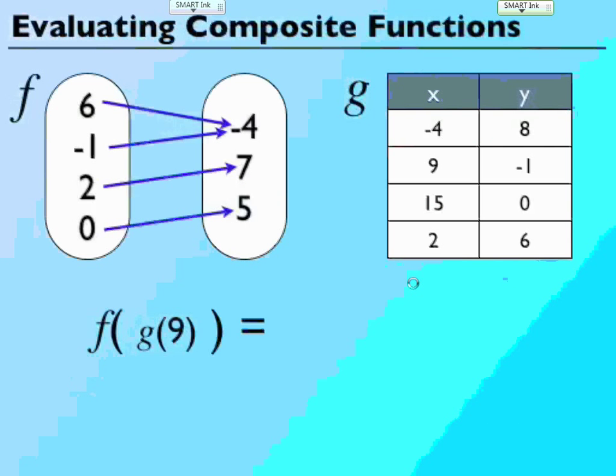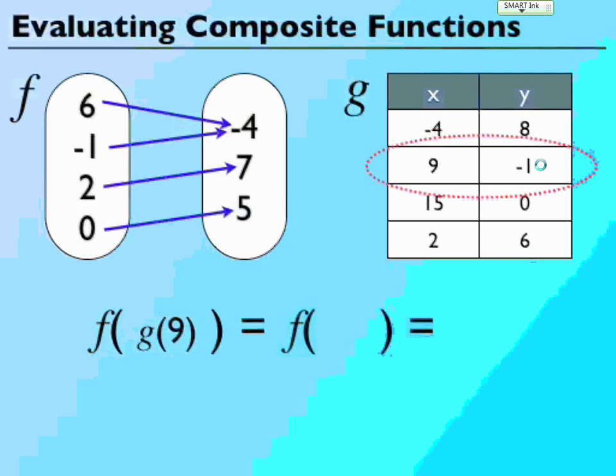Okay, evaluating composite functions here. We have f of g of 9. So we want to simplify the input first. What's the input here? We have f of what? Well, g of 9, we look up here, g of 9 is -1. So we simplify that input, g of 9 becomes -1, and then f of -1, we look over here at our chart on the left-hand side, f of -1 is -4.